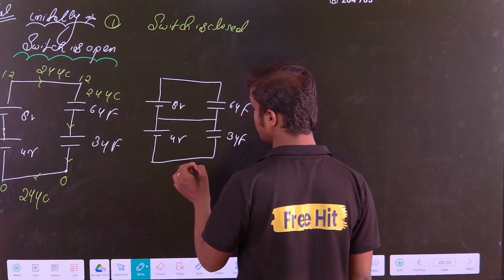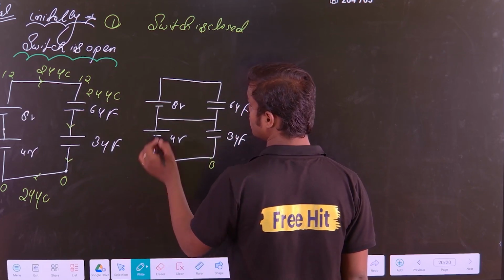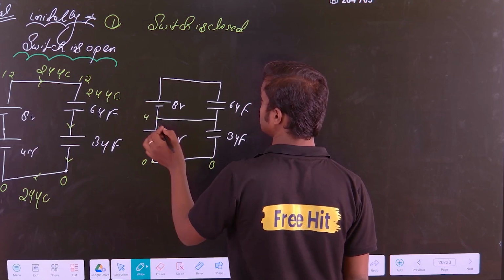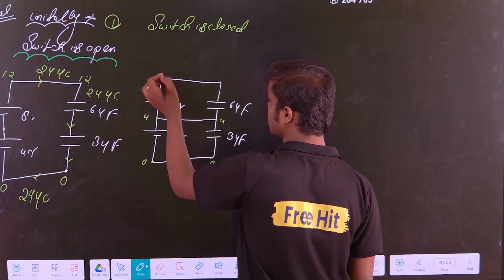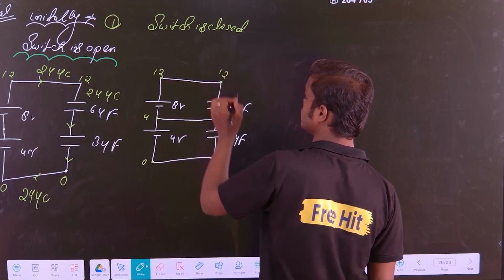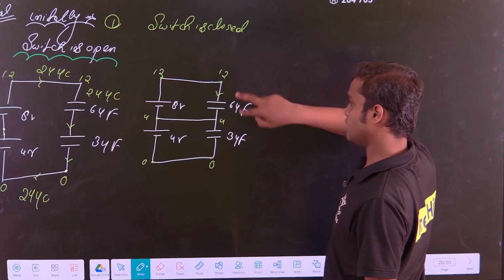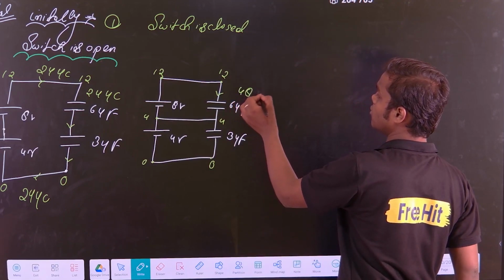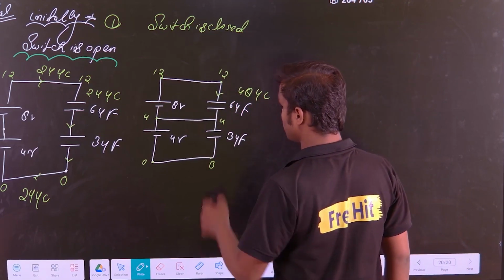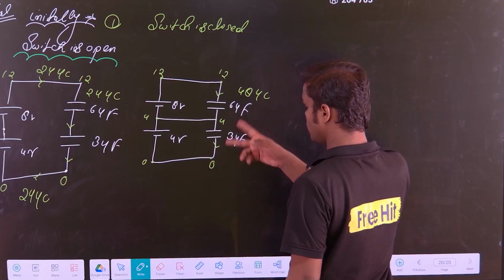The first approach will be, see, you have to take this at 0. So this will also be at 0. This will be 4 volt. This is 4, so this will also be 4. This will be 12. This will also be 12. So what is the charge flown from here to here? 12 minus 4 is 8. 8 into 6, that is 48 microcoulomb. What is the charge flown from here to here, higher to lower potential? 4 into 3, that is 12.